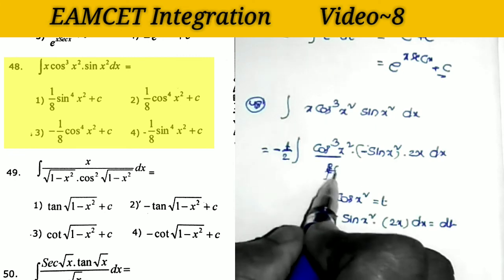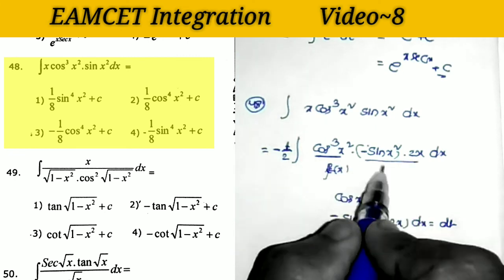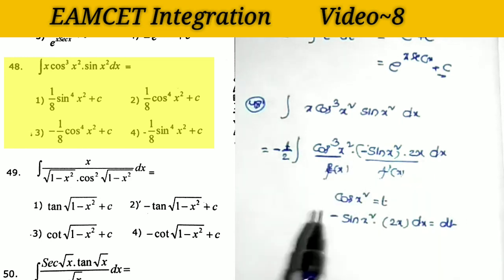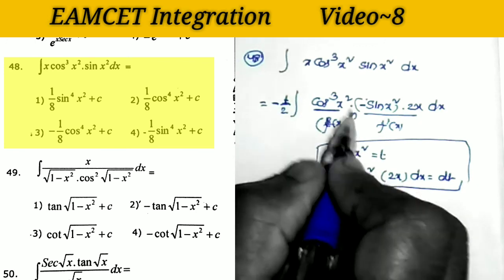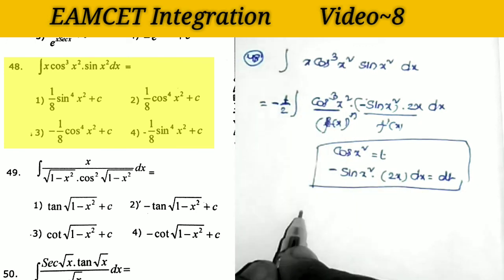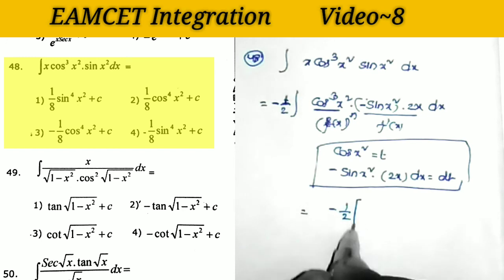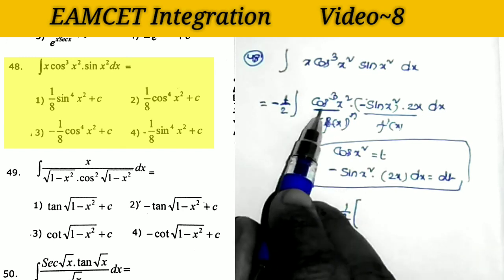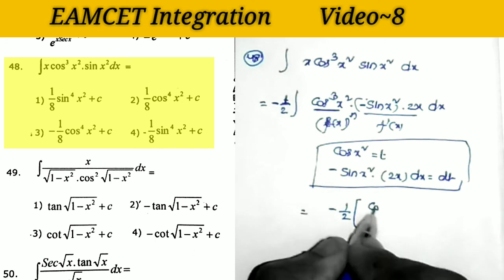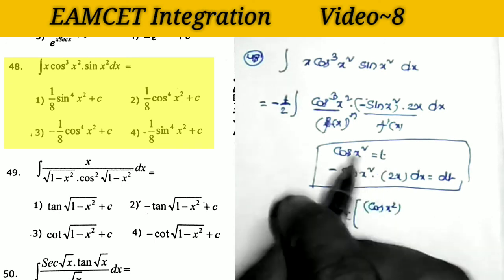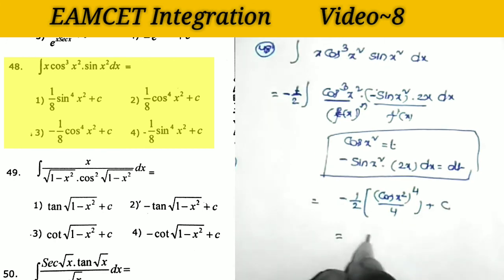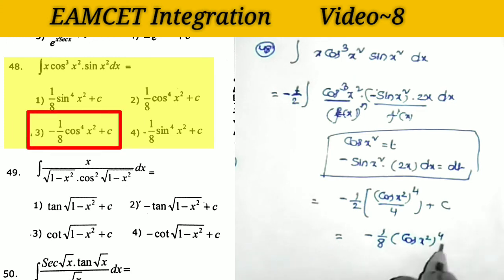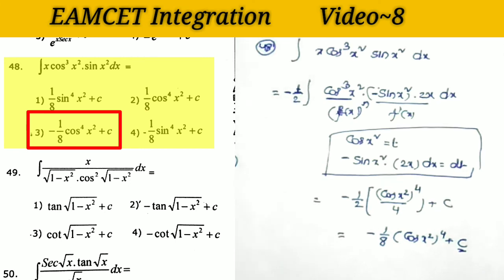So this becomes f of x whole power n into f dash of x. Okay, now the quotient becomes f of x whole power n into f dash of x. What is n value? N is equal to 3. Now what is the answer? F of x power n plus 1 by n plus 1. What is f of x here? Cos x square. Cos x square power n plus 1. N is equal to 3, so 4 by 4 plus c. And this is equal to minus 1 by 8 into cos x square power 4 plus c. That is the third option.